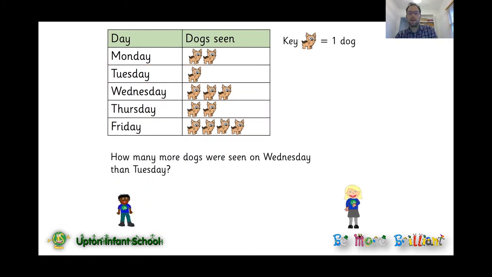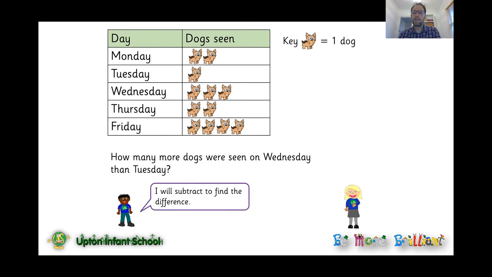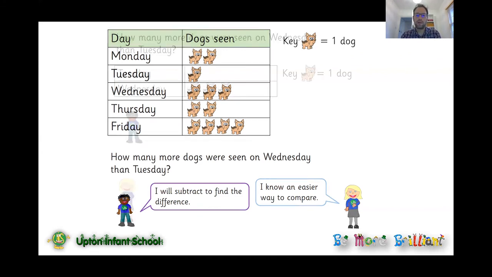Okay, and we've got one last question here for you. How many more dogs were seen on Wednesday than Tuesday? Now, Sonny and Suki have got some ideas here. Sonny says he will subtract to find the difference. Is that what you would do? And this is what Suki's saying. I know an easier way to compare the number of dogs. I wonder what her way might be. What do you think? Let's have a look.